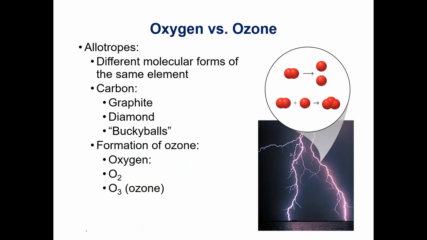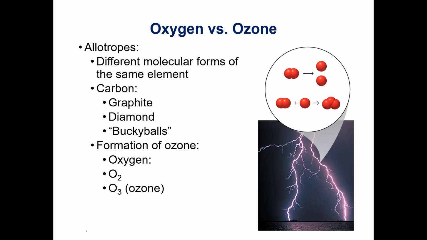Okay, a couple more things we have to talk about with Lewis structures. So when you have different molecular forms of the same element, we have what we call allotropes. Allotropes are molecular forms that are all made up of the same element, but the way that they are bonded together and structured forms a different molecular form.